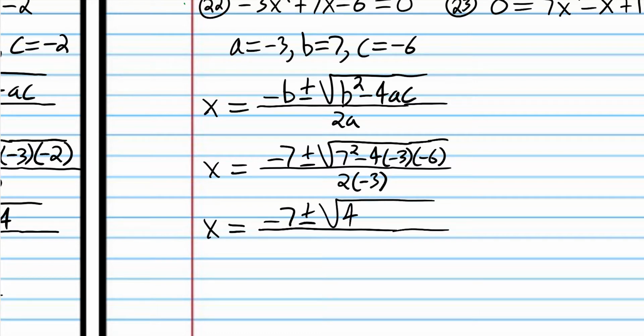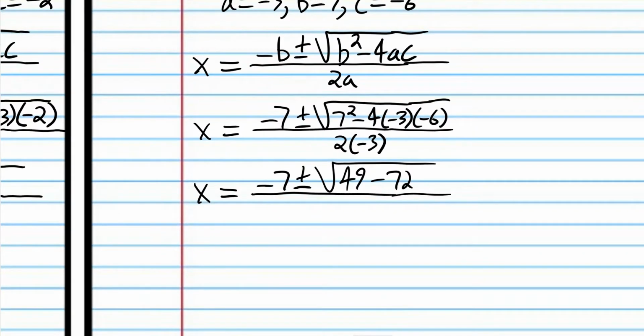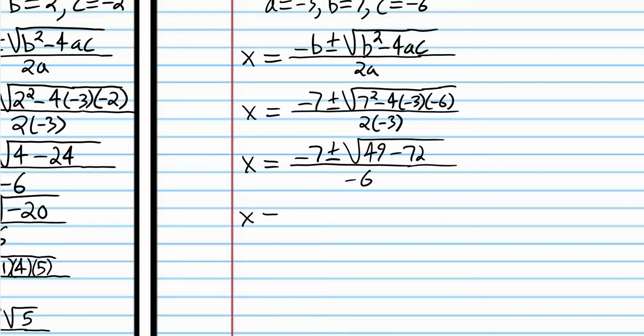Remember, follow order of operations, do the exponents first. Negative 4 times negative 3 is positive 12. Positive 12 times negative 6 is negative 72. 2 times negative 3 is negative 6. And then 49 minus 72, that's negative 23.